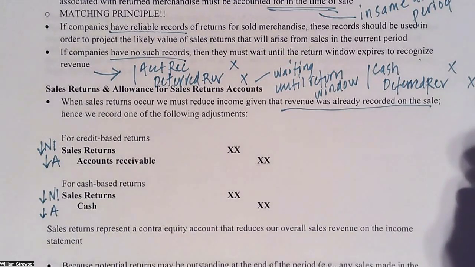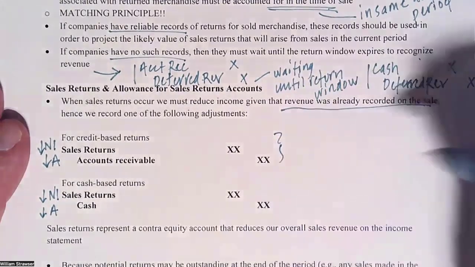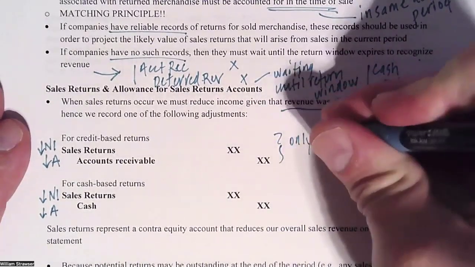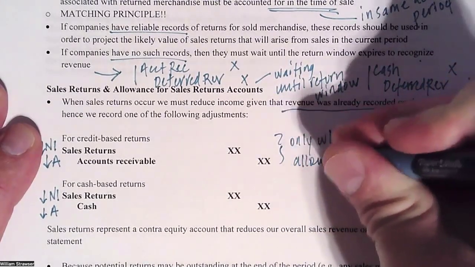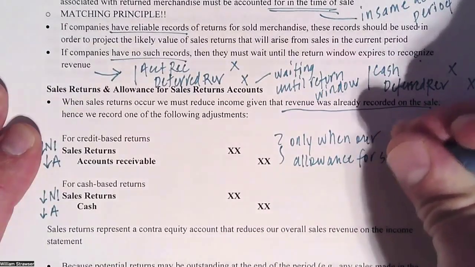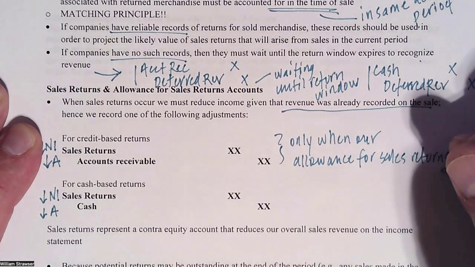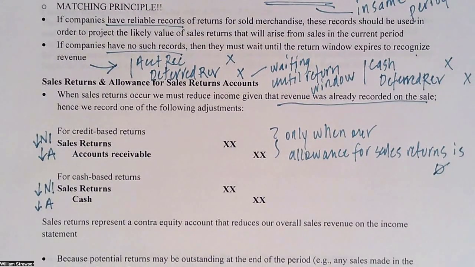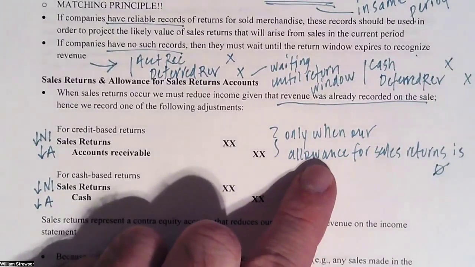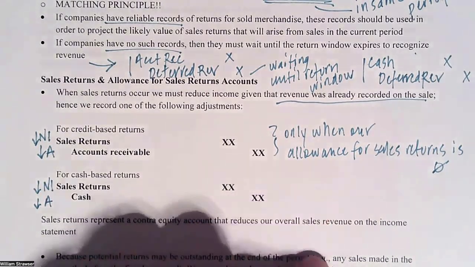Now, one caveat I have to attach to this is we do the first one, this piece, only when our allowance for sales returns is zero. And we'll talk a little bit about the allowance for sales returns. It's very similar to the allowance for bad debt, but essentially, this is our estimate account that's made at the end of a period based on how many returns we believe we're going to get.